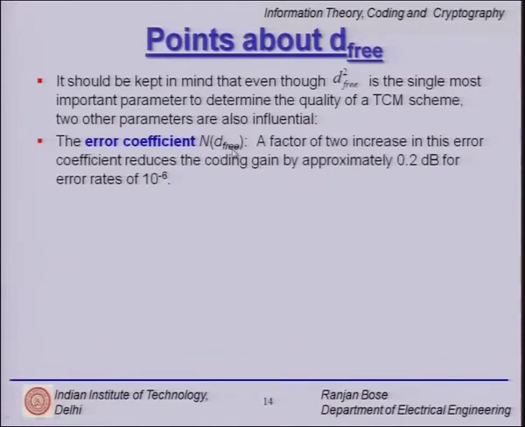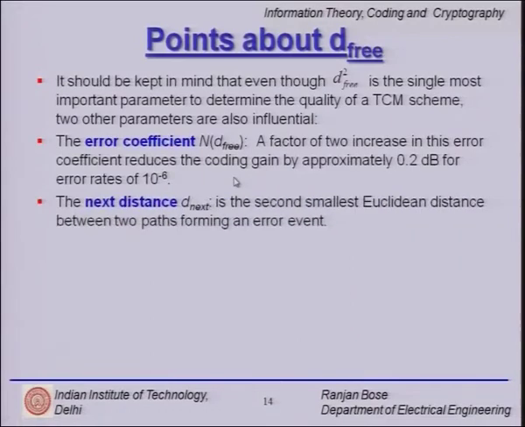So, the question is, d free appears to be the weakest link in the chain. How many weak links are there in this chain? After d free, it is not always that we will be in a bad shape, that we always get an error between the two closest paths. We can also have d next coming into play. The second smallest Euclidean distance between two paths forming an error event is also important as a second order effect.